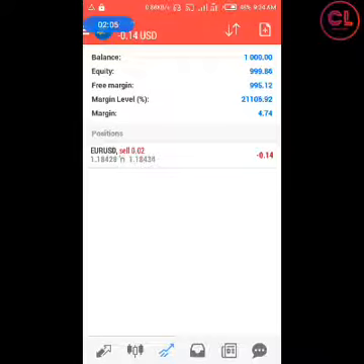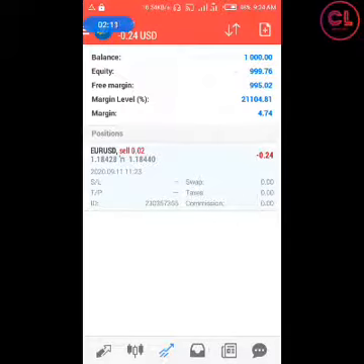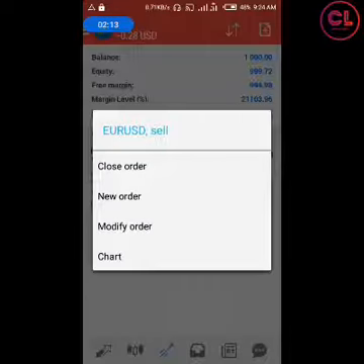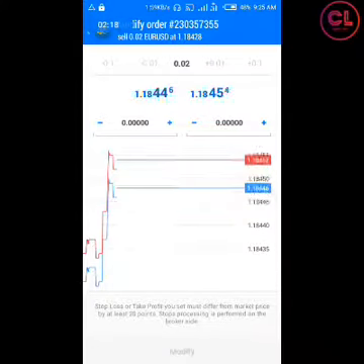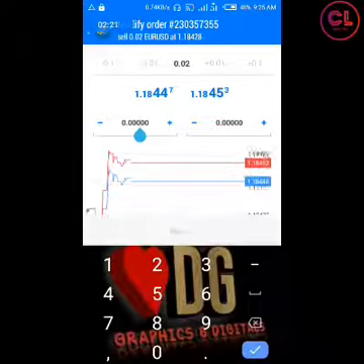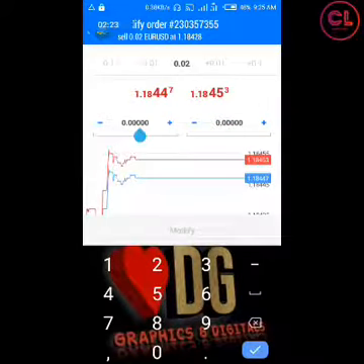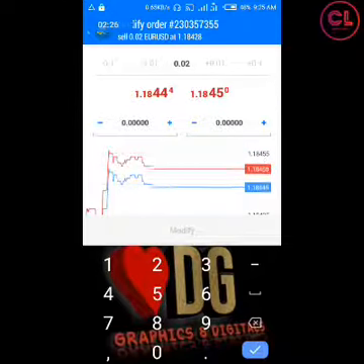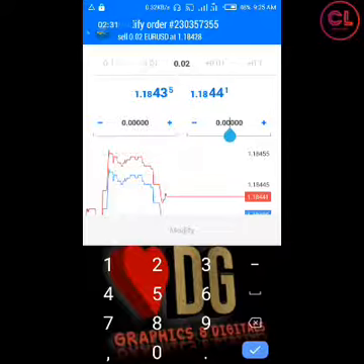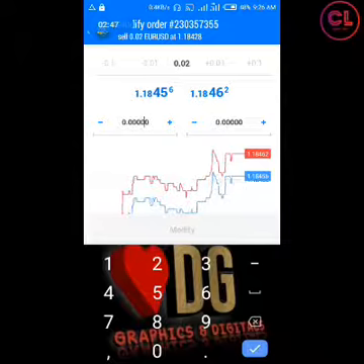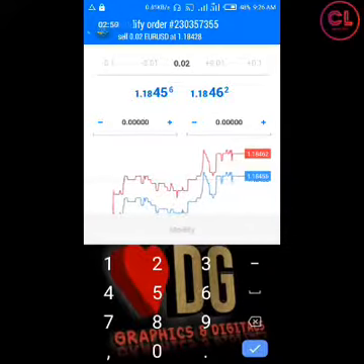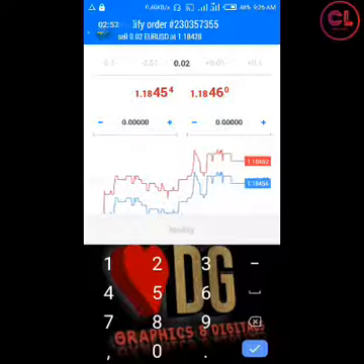So if you want to set the take profit and stop loss, you click on the trade and press modify order. This red box is the stop loss, and the green box is take profit. Because we are selling, your stop loss will be high and then your take profit will be low.